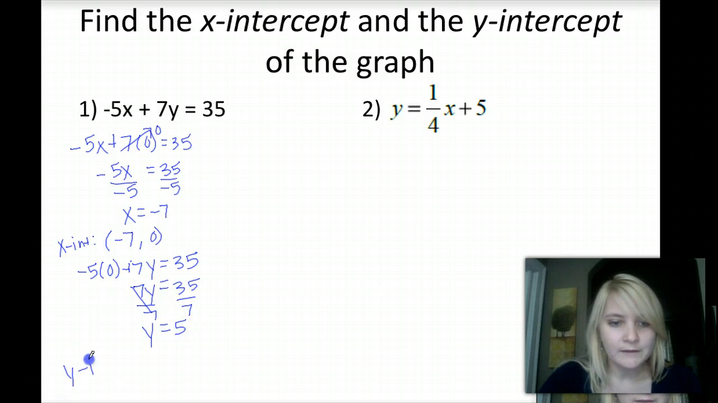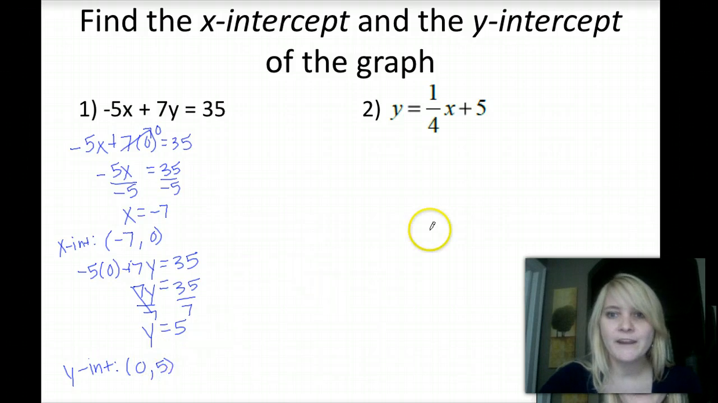So our y-intercept is 0. Once again, it's the value of y when x is 0. So our ordered pair is 0, comma 5. Alright, I want you to hit pause and then work, or actually let's take a look at this.